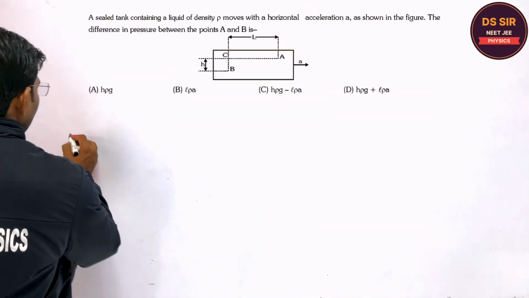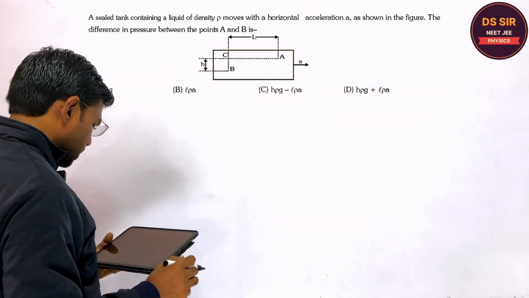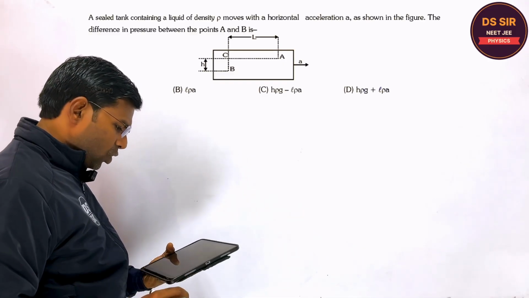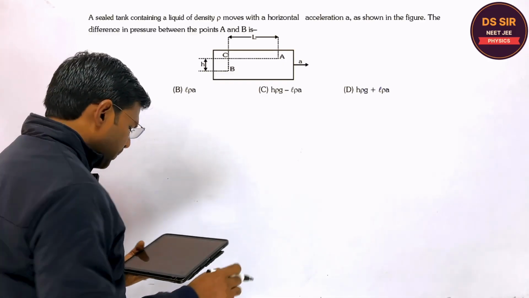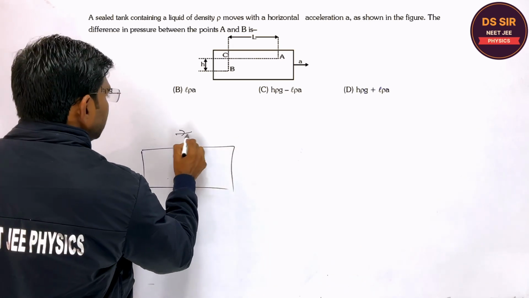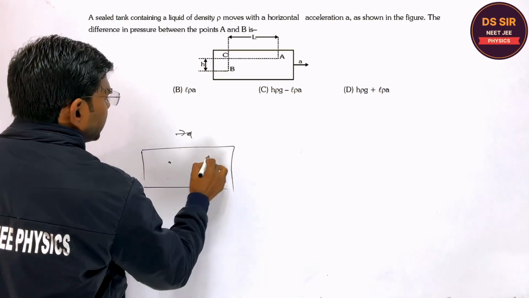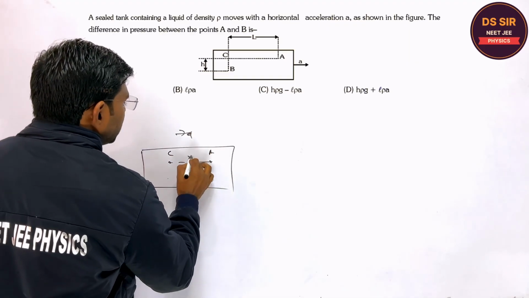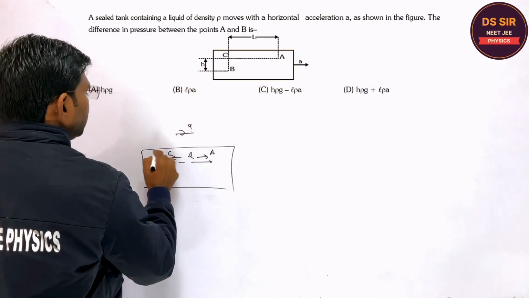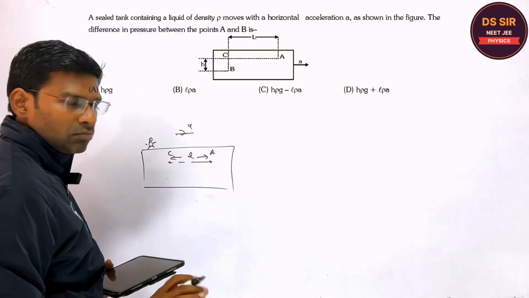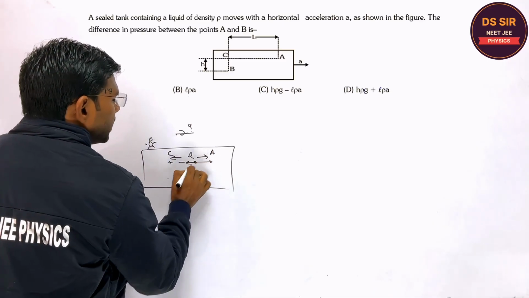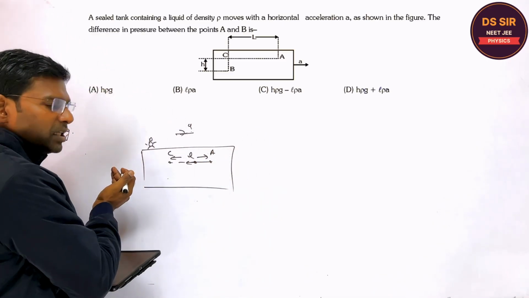Copy this. In this question, a steel tank containing liquid of density rho moves with horizontal acceleration A. Find the difference in the pressure. Suppose this is the tank, right, and the acceleration is A. The points are A and C. Is it clear? What is the length? If the acceleration is A in this direction and you are sitting over here, the pseudo force will be in this direction. So the force is acting in this direction.